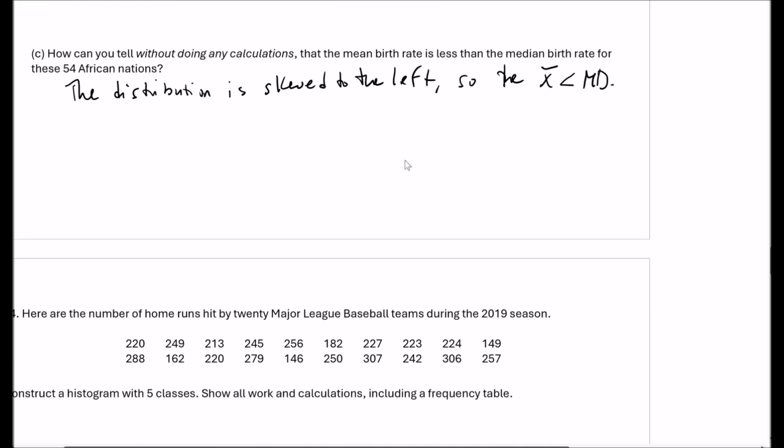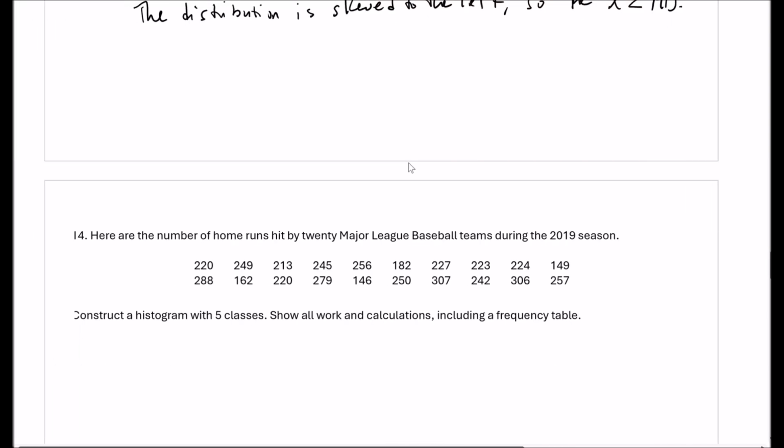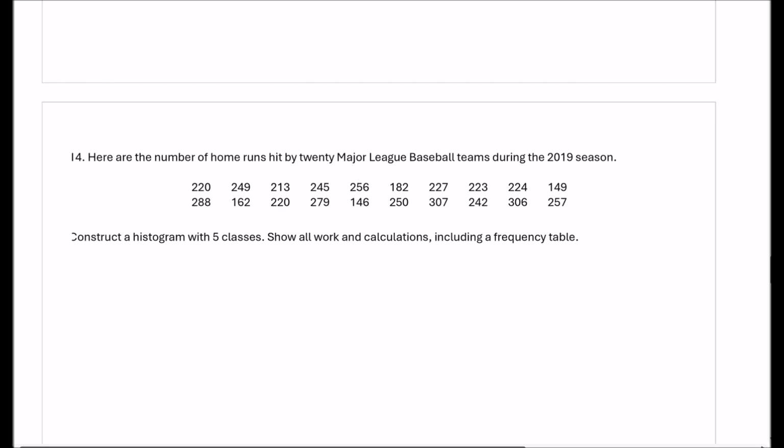All right, so now we are looking at number 14.